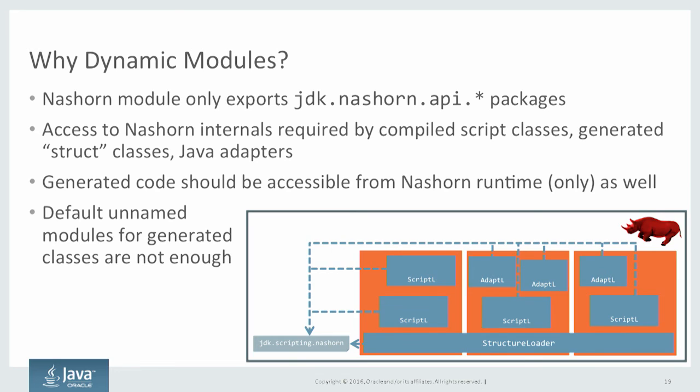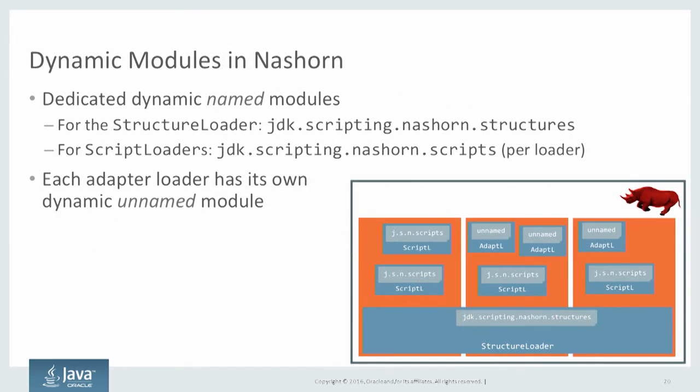So we don't want Nashorn internals, recap, to be available for random code, and we do not want scripts and structs to be accessible by the world. Modules help us enabling this. The solution: the struct loader and the script loaders create named modules because they need fine-grained access control. Adapter loaders have unnamed modules because, again, there is only one single public class anyway. That can be exported, that can be seen by anybody that wants it.